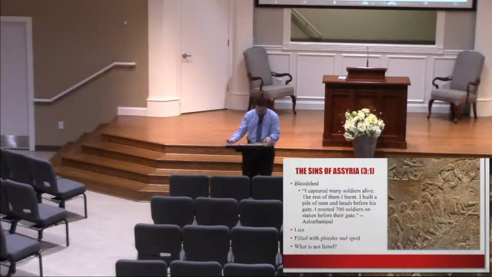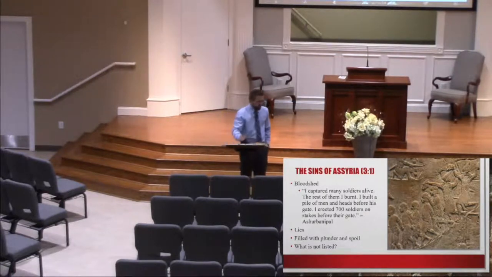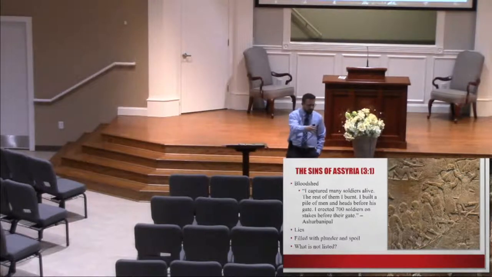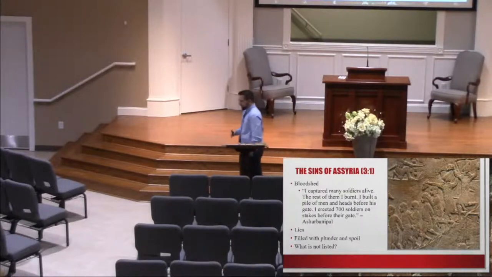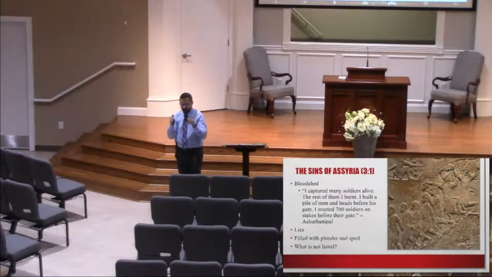The last two go together, the last two lines. She is filled with plunder and she has hoarded her spoil. Well, what does that mean? We've talked before about how Assyria invaded the nation of Judah. First they invaded Israel. And the practice of Assyria, this is why it's so weird to read about Assyria in the Old Testament. Because the practice of Assyria was to take over a nation.